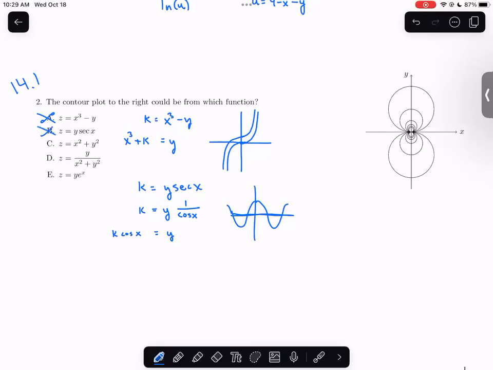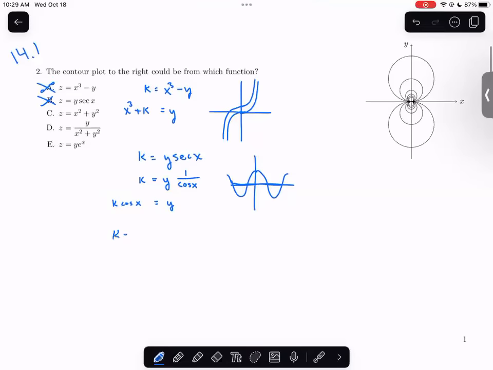C, you do finally make circles. So at least we stand a chance for this one. Can anyone tell me why C is not the correct answer, and we'll need to eliminate it? How can we see that C is not correct in our case? Right here.